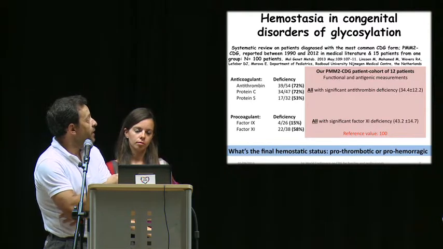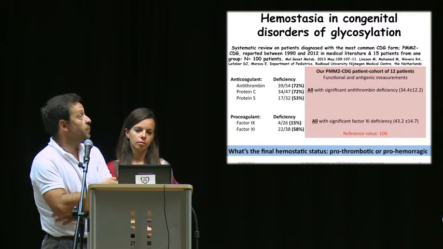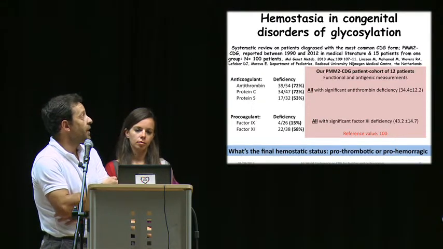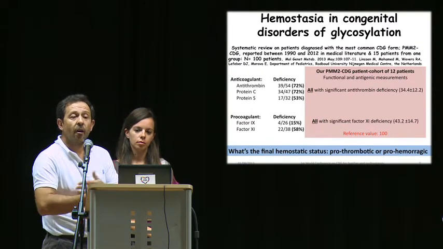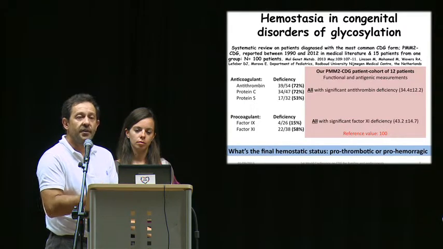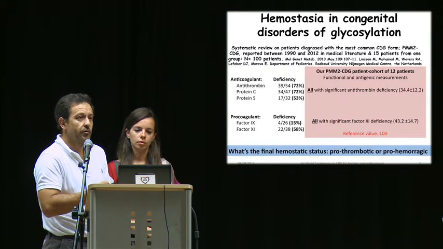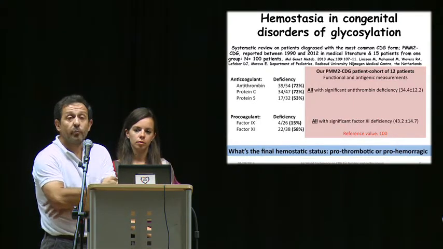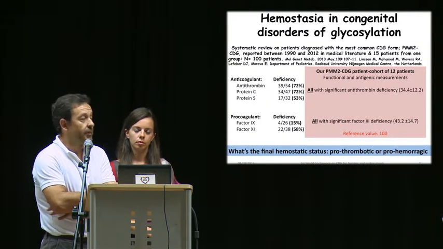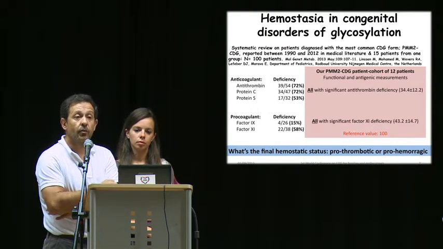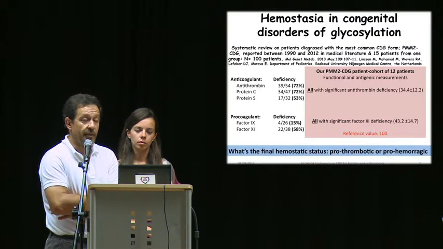You can see that several anticoagulant elements, mainly antithrombin, but also protein C and protein S, are significantly affected, and many patients have deficiency of these anticoagulants. But on the other side, and this is something surprising, procoagulant elements also seem to be affected. As you can see here, mainly factor XI is also deficient in many patients with CDG.